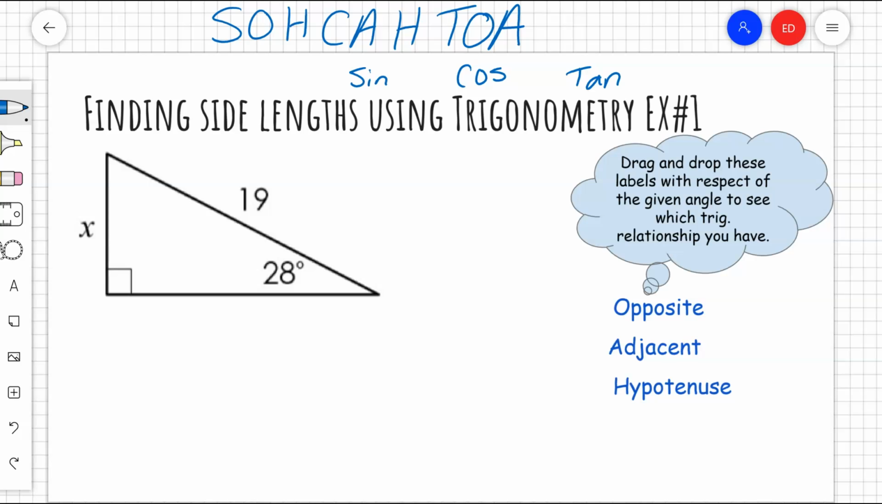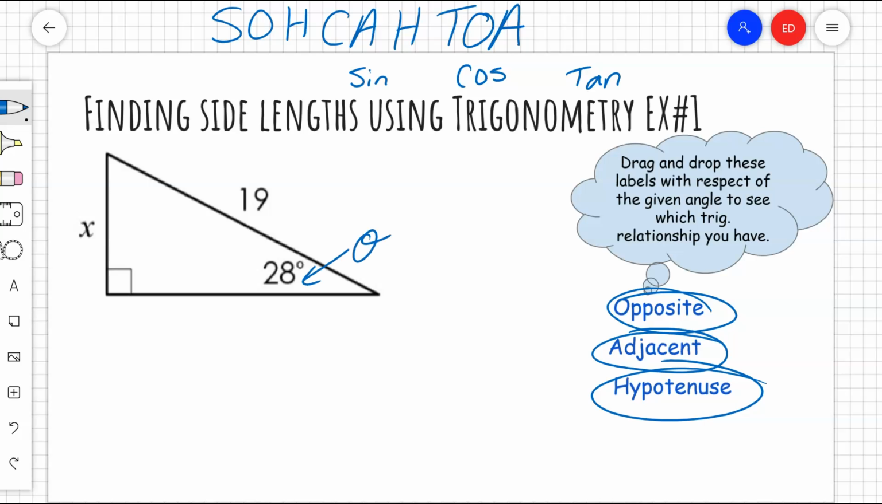All right, so when we're finding the side lengths using trigonometry, the very first step is you're going to go ahead and identify your opposite, adjacent, and hypotenuse. Drag and drop those onto your triangle. If you're writing this out in your notebook, awesome. Recreate the triangle, and then we're going to go ahead and label it. Now, you'll notice something. We are no longer using theta, but 28 represents theta. It's the angle that we are setting everything to.